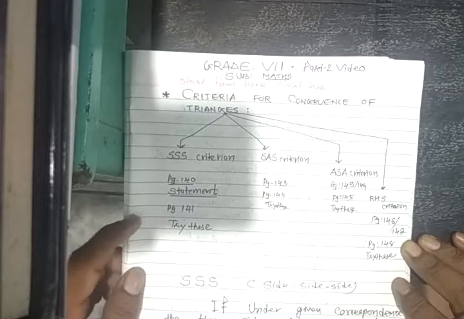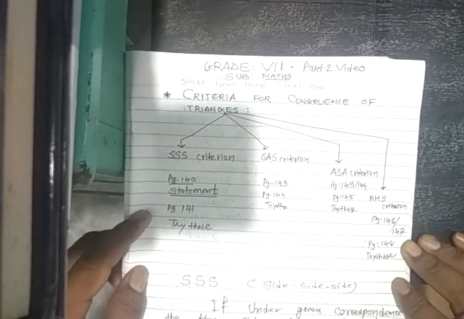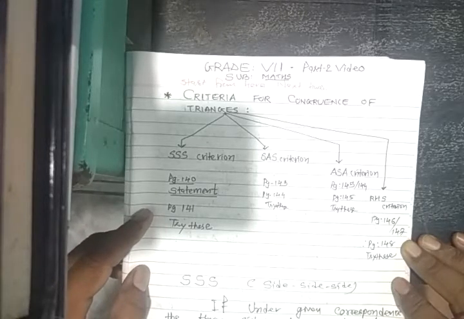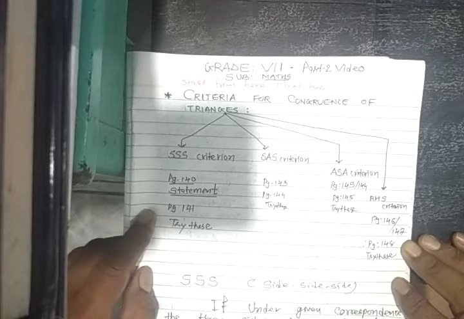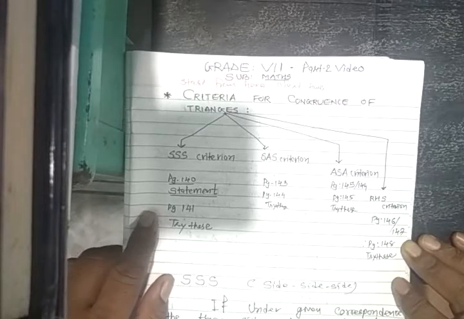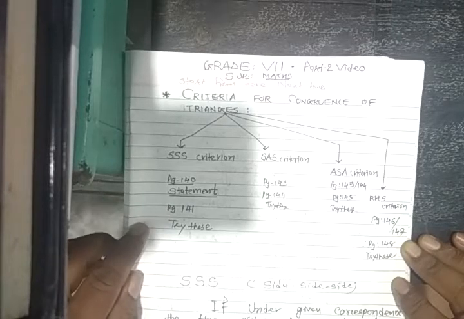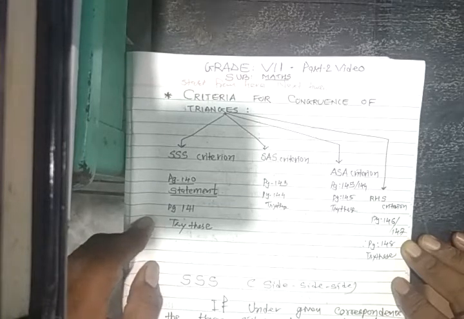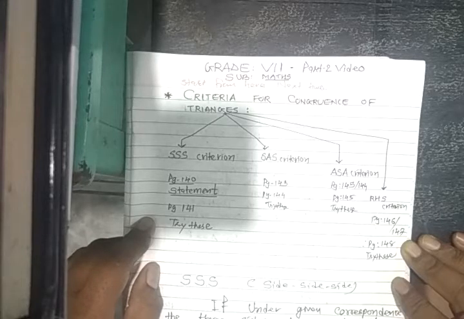Last time we have done in mathematics part 1 video of chapter 7, congruence of triangles. So start from page number 140. Today our point is criteria for congruence of triangles.